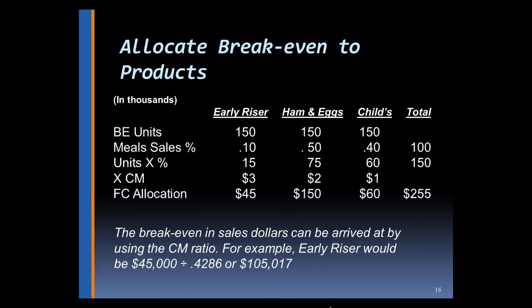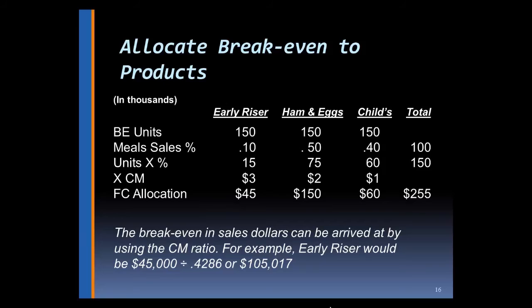10% of our meals were early risers, 50% were ham and eggs, and 40% were children's plates. So we take and head up each column with the 150,000 of break-even units. 10% of those are going to be allocated to early riser, 50% to ham and eggs, and 40% to the child's plate. So we now find that 15,000 is the break-even level for early riser, 75,000 for ham and eggs, and 60,000 for the children's plate, or a total of 150,000 units.